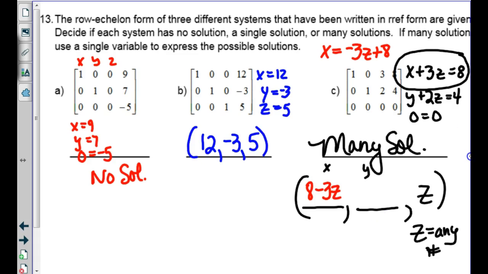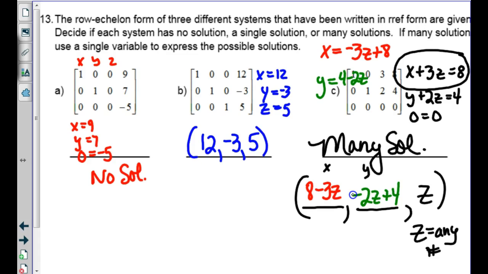Everybody see what we did? Now we're going to put a y in here, but it can't have a y in it. It can only have a z. So the y equation, if we get this y by itself, we'll say 4 minus 2z or negative 2z plus 4. Doesn't matter which way you write it.